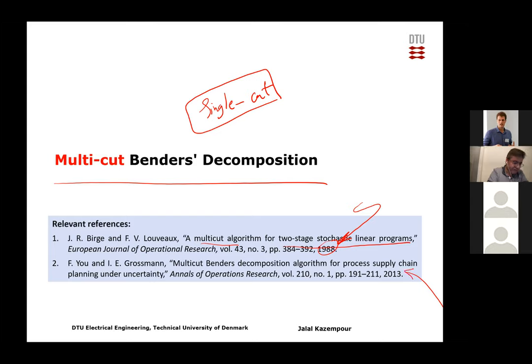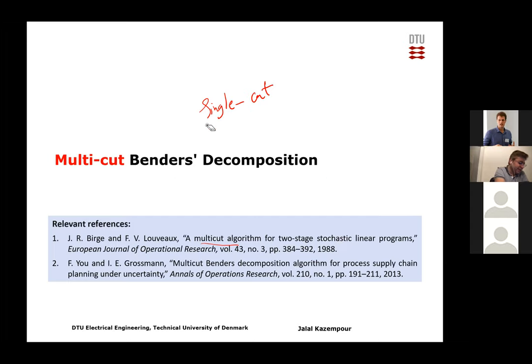To be honest, I also found this paper from You and Grossmann very interesting. It's again about applications of Benders decomposition for a two-stage stochastic program. But before talking about what multi-cut Benders is, do you have any guess what it will be? Any idea? What do you imagine multi-cut Benders should be?